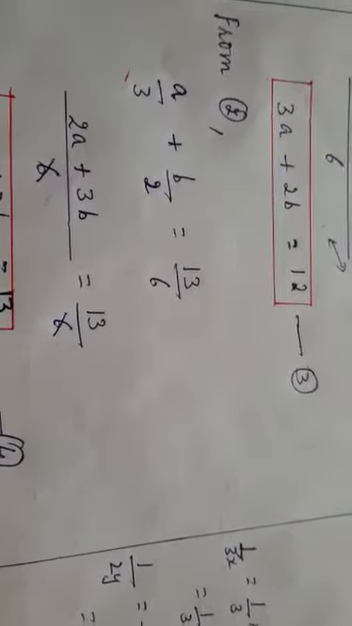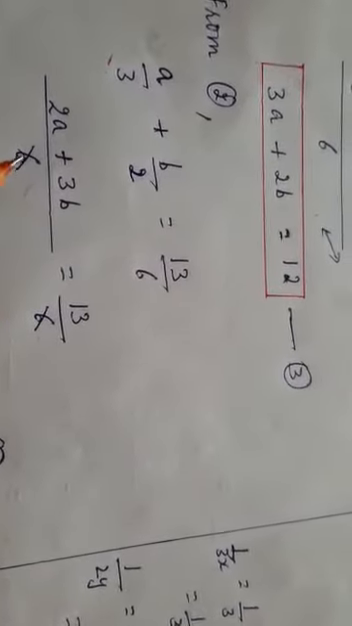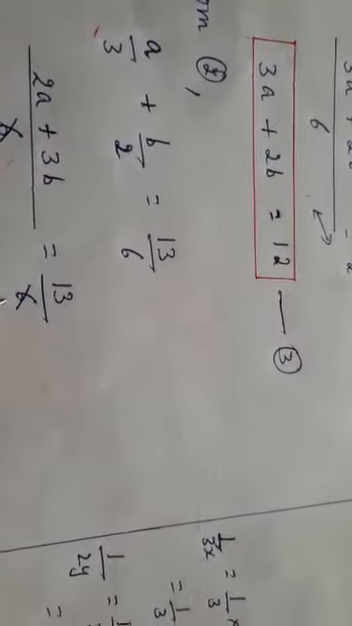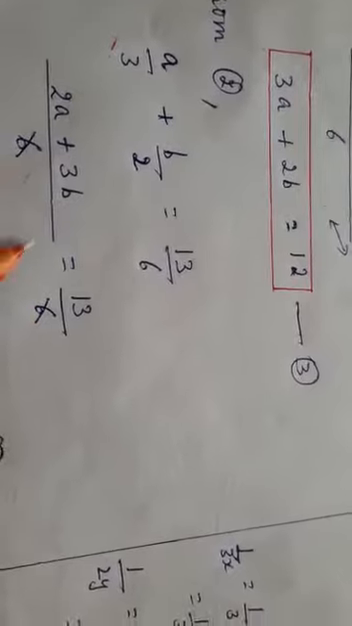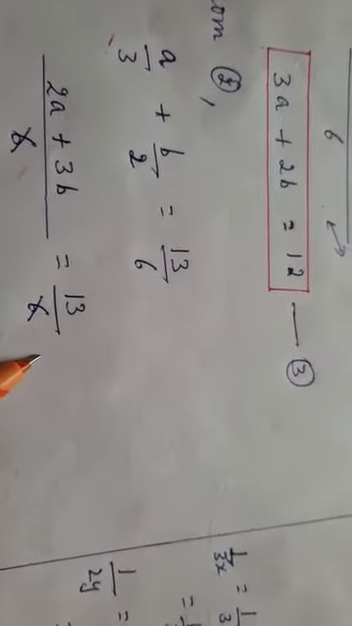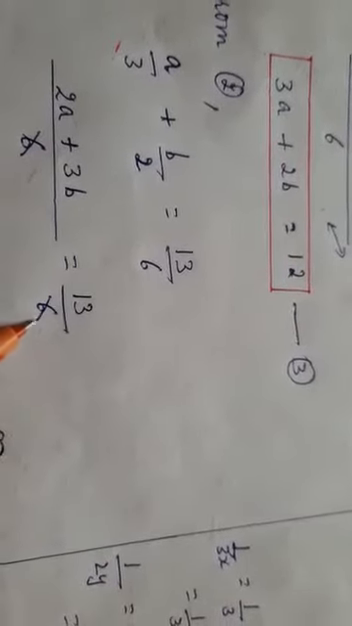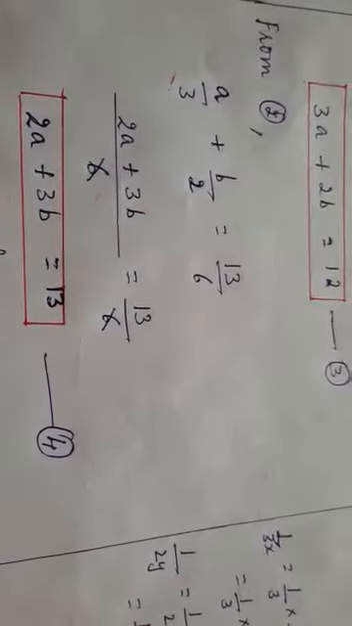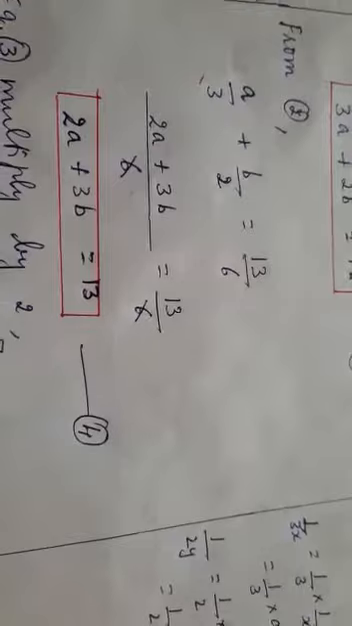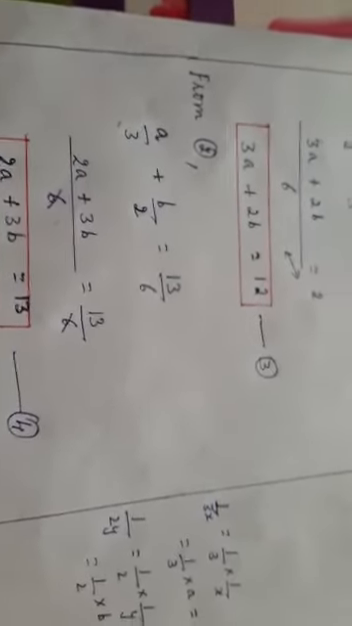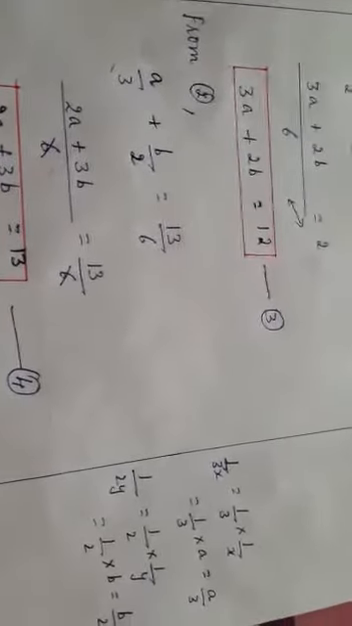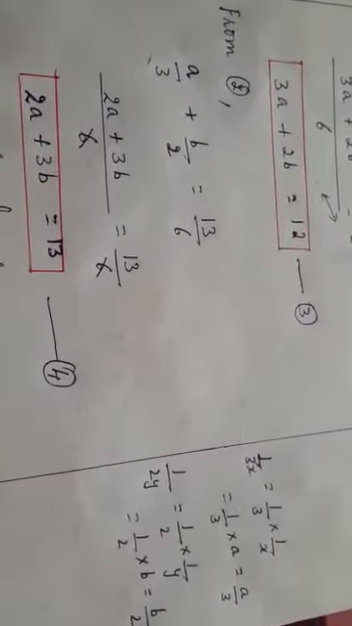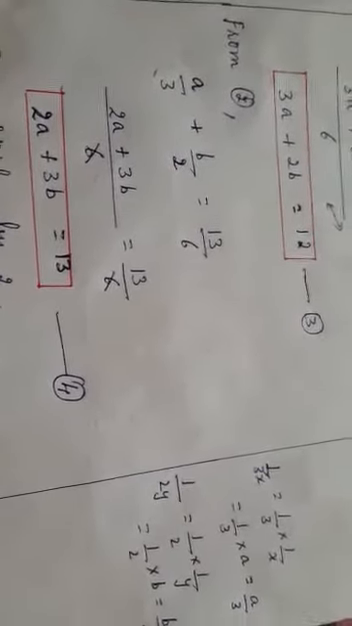Now on both sides we have 6 in the denominator, so we can cancel it. So 2a plus 3b is equal to 13. Take this as the fourth equation. Now we can use any method to solve this, either cross multiplication, substitution or elimination. But here the elimination method will be easier.